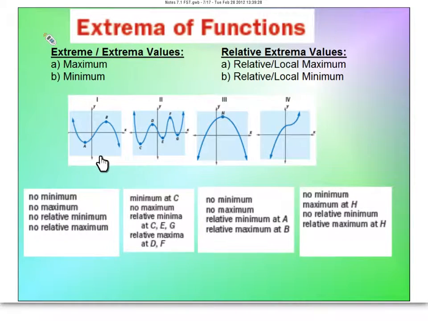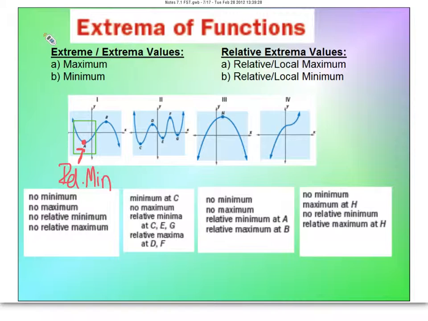What relative means is this. If you look at a particular section of the graph, and I'm going to isolate and just look at this section right here, does it have a minimum point or a maximum point? Is there a spot where it bottoms out or tops out? It does. Right here is the bottom. This here is called a relative minimum.